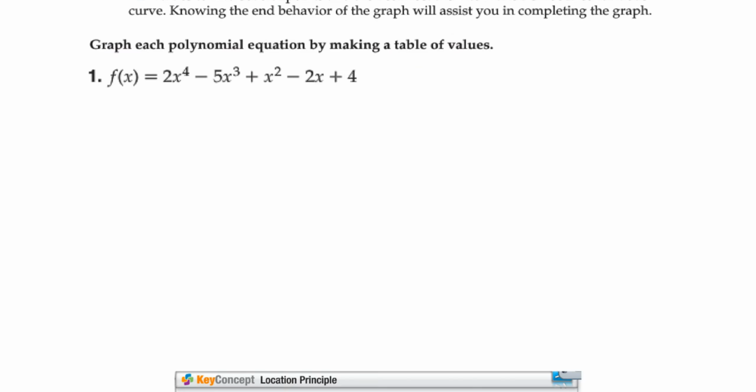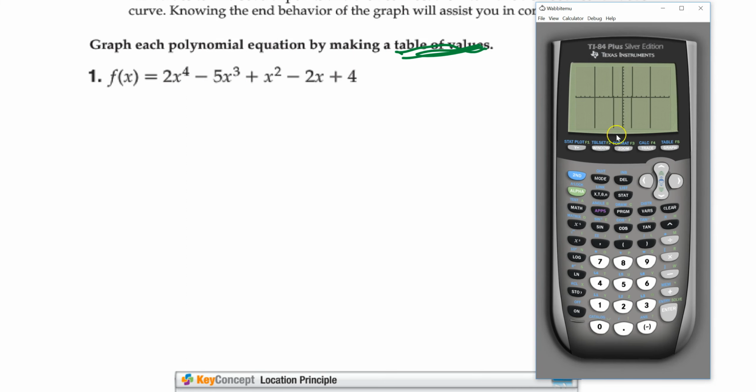Graph each polynomial function by making a table of values. Now normally I'm a big fan of that, but in this case, it's a straight line. In this case, I don't want to plug in numbers to all that, it'll take 20 minutes. So instead we're going to use a calculator. So let me put in the new value. So I'm going to turn my calculator on.